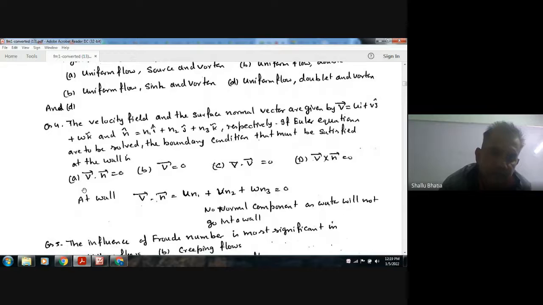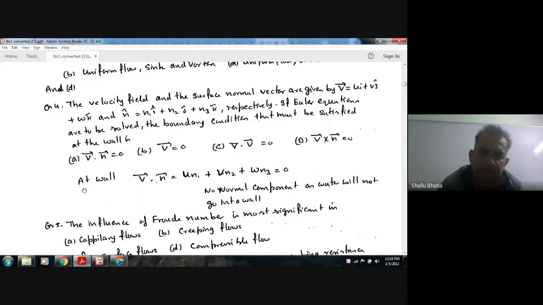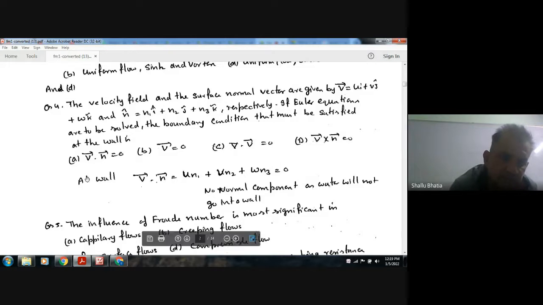The velocity field and the surface normal vector are given by V equal to Ui plus Vj plus Wk, and n1 i plus n2 j plus n3 k respectively. If Euler's equations are to be solved, the boundary condition that must be satisfied at the wall is: option A, V dot N equals 0; and del dot V equals 0; V cross N equals 0.